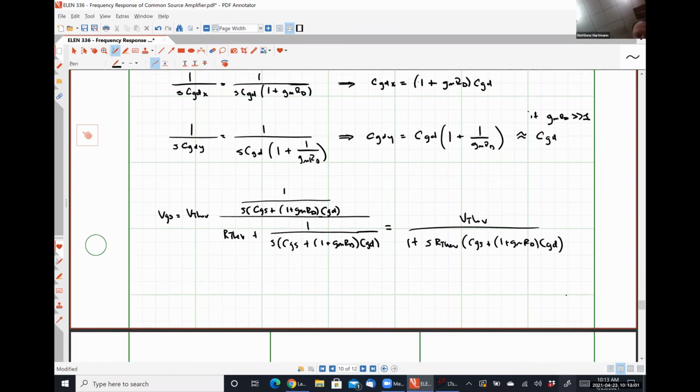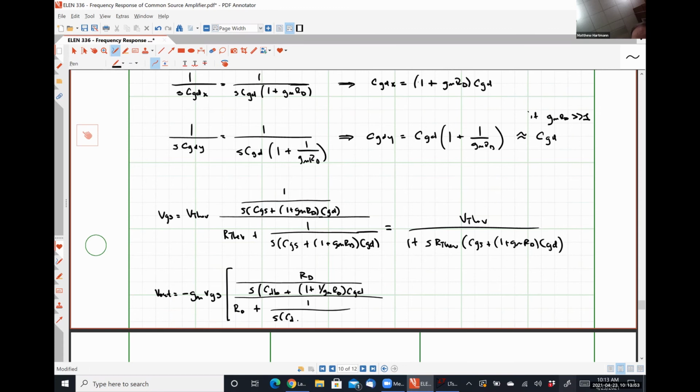The V out, bless you, is negative GM VGS times, so we're going to have RD multiplied by 1 over S times CDB plus 1 over GMRD CGD, divided by RD plus 1 over S times CDB plus 1 over GMRD CGD.